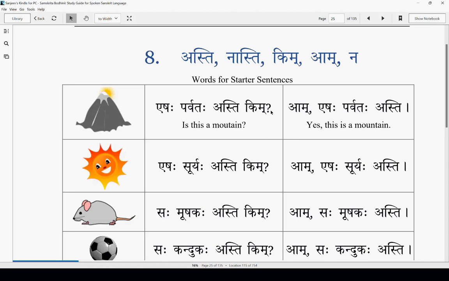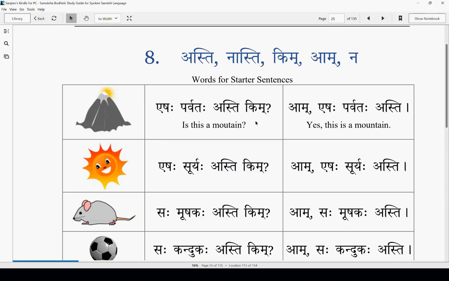So here the question mark is redundant. The punctuation mark, question mark, is not necessary. You can just put the vertical line here. So Esha Parvatah Asti Kim. That Kim is a question. It is not used as an adjective here to Parvatah. Okay. So Kim is a question marker, and it doesn't have any lingam here.